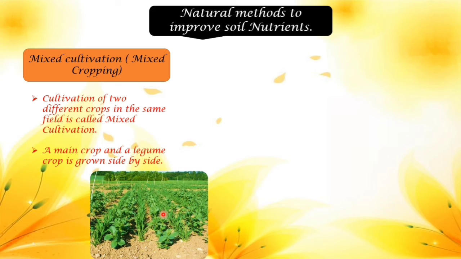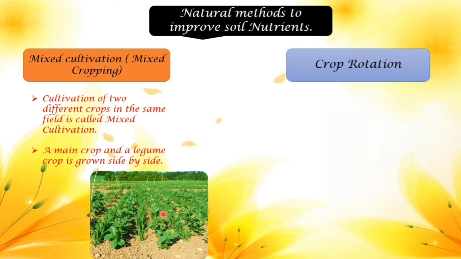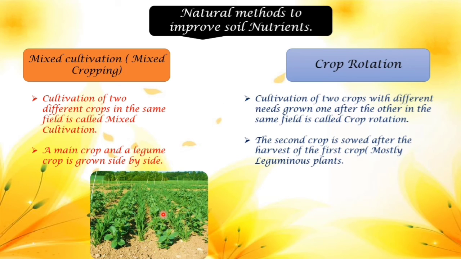The other way we can discuss is crop rotation. Crop rotation is nothing but the cultivation of two crops with two different needs. The first crop will be harvested, and then the second crop will be sowed and harvested. Mostly the second crop will be a leguminous plant, because if they sow paddy, for example, and cultivate it, the soil will lack nutrition.